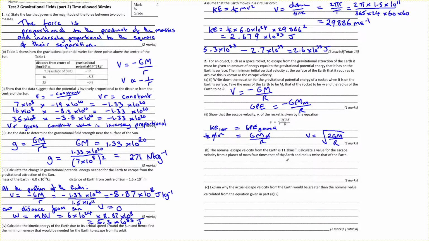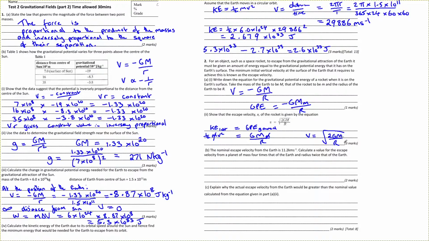The nominal escape velocity from the Earth is 11.2 kilometers per second. Calculate a value for the escape velocity from a planet of mass 4 times that of the Earth and radius twice that of the Earth. Okay, so if we were using this formula here with the mass of the Earth and the radius of the Earth, we'd get 11.2 kilometers per second.